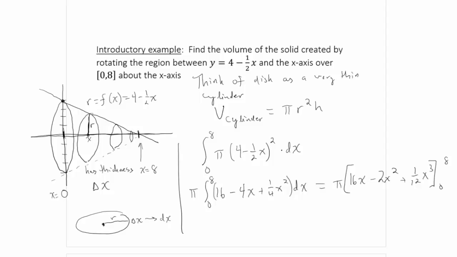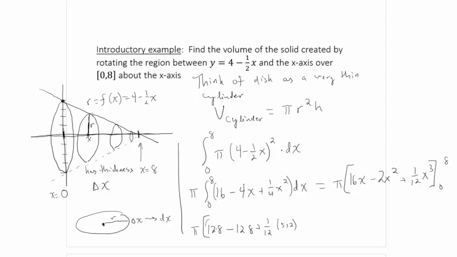And so now we go through the arithmetic here. 16 times 8, 2 times 8 squared. Let's see, I'd have pi times 16 times 8, that's 128. 2 times 8 squared, 2 times 64 is also 128, so minus 128. Well, that's nice. Plus 1/12 of 8 cubed. 8 cubed, that's 512.